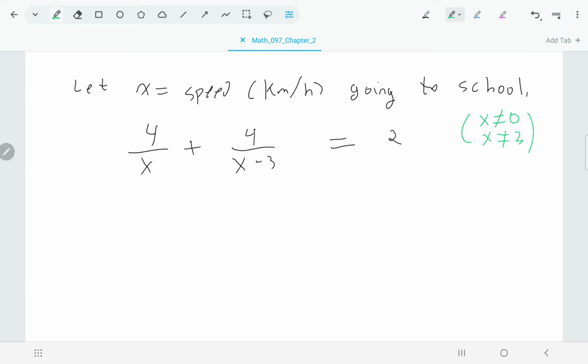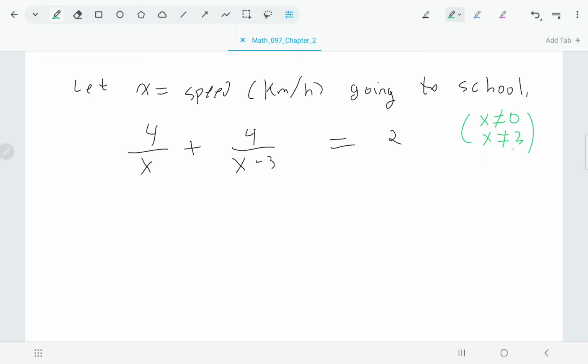I'm making those notes because maybe when I get to the very end of it all, there might be more than one solution, and maybe one of them might be 3, in which case I'd have to remember that 3 couldn't be a solution, and I'd need to reject it. So I'm just making that little note to myself now, and let's get ourselves going with solving this equation now.